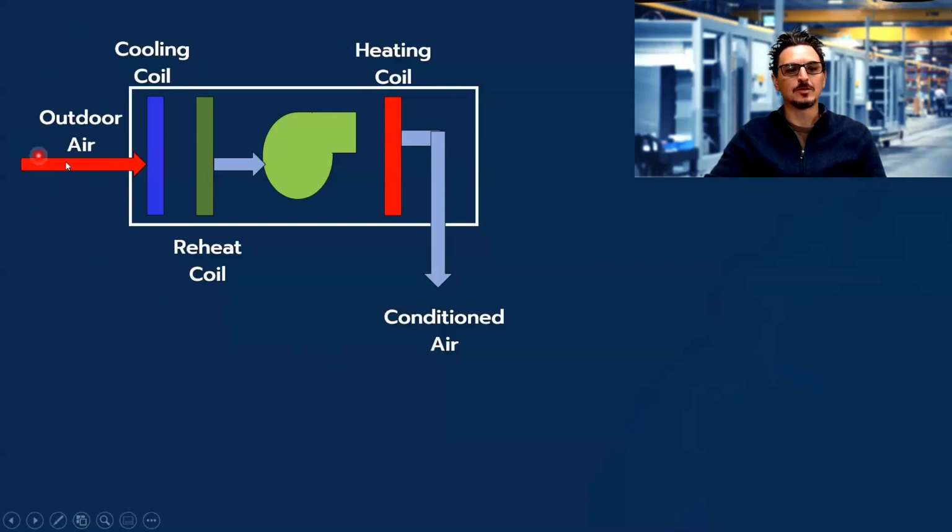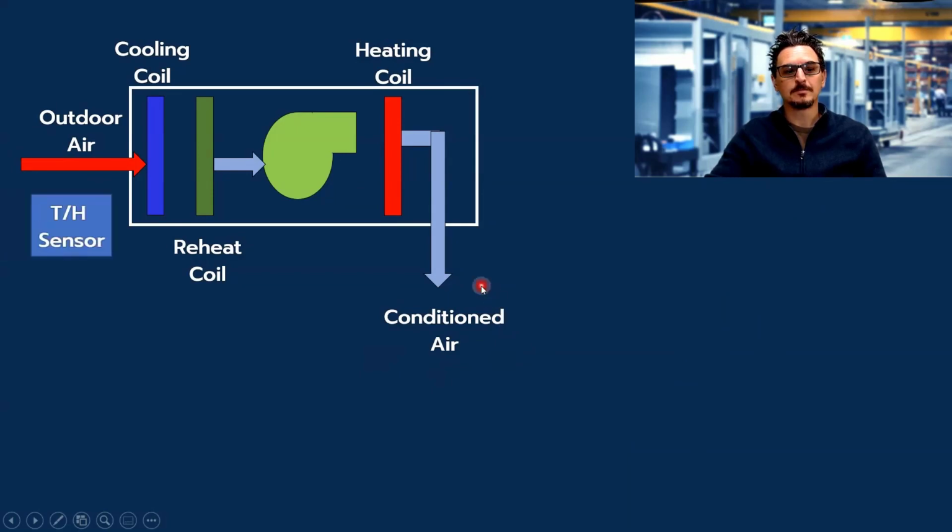You have 100% outdoor air going into the back, going through a cooling coil, leaving the cooling coil into a hot gas reheat coil, supply fan, your primary heating coil such as gas, electric heat, in some cases hot water, and then your conditioned air, which is cool and dry, going either to your space or to some other air conditioning system.